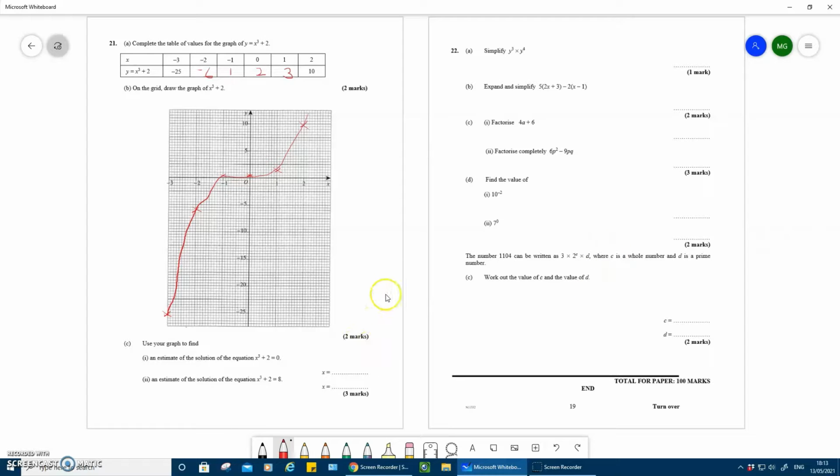Use a graph to estimate when it equals 0. So when does it cross the 0 line? We know it's somewhere between minus 1 and minus 2. So it's going to be here. So I'm going to guess minus 1.2. Drawing rubbish. And when does it equal 8? So we draw a line across at 8. Okay, and then we read off down, and I'm going to guess.